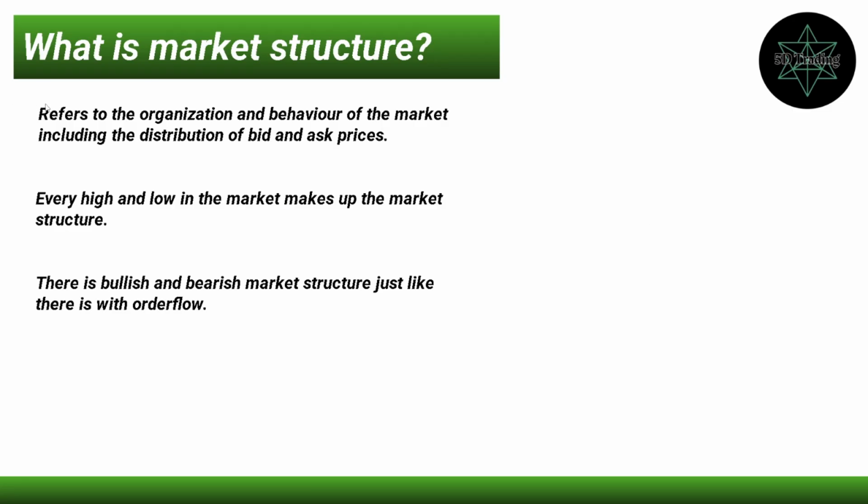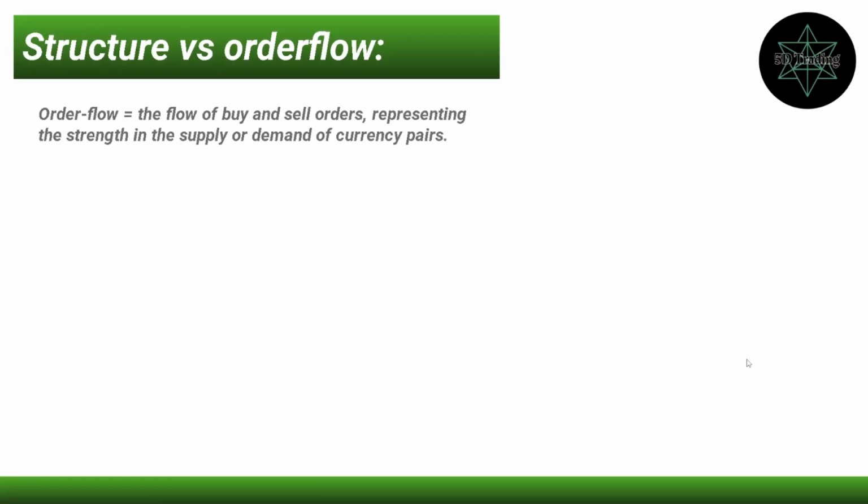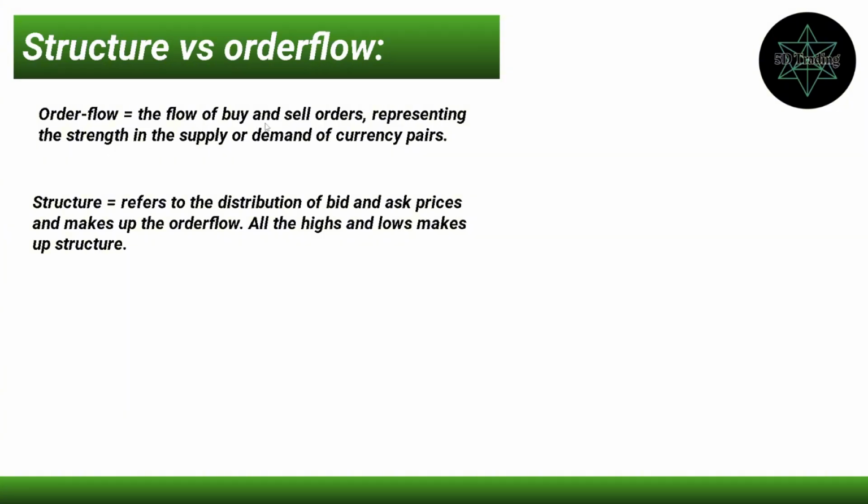So the market structure refers to the organisation and behaviour of the market, including the distribution of bid and ask prices. Every high and low in the market makes up the market structure. There is bullish and bearish market structure, just like there is with order flow. So order flow is the overall move of the market, structure is what makes the order flow, as we explain here. So order flow equals the flow of buy and sell orders, representing the strength in the supply or demand of currency pairs. And structure refers to the distribution of bid and ask prices and makes up the entire order flow. All the highs and lows make up structure.